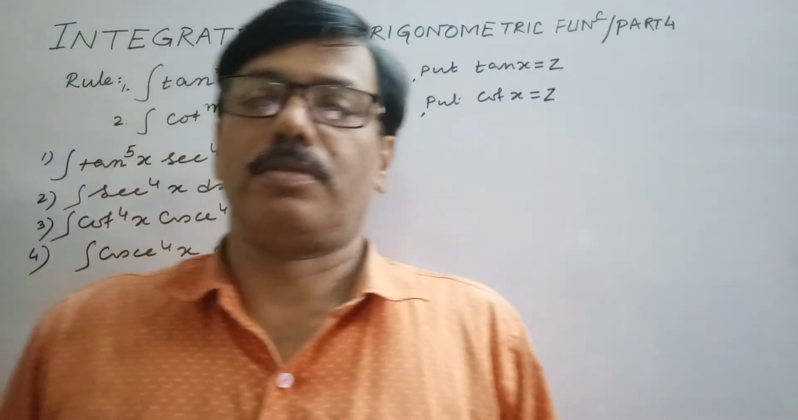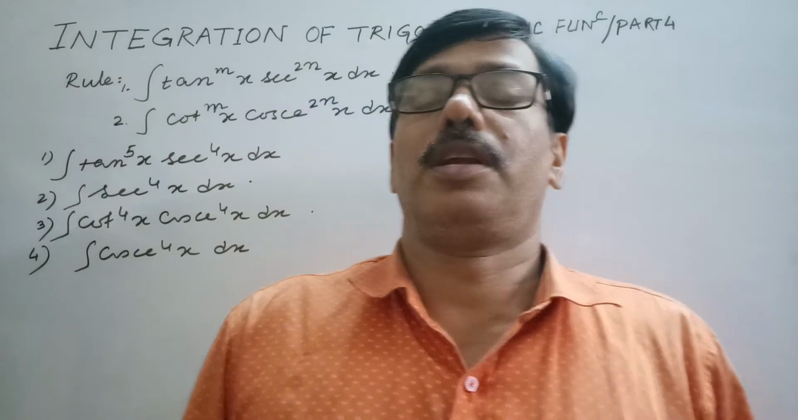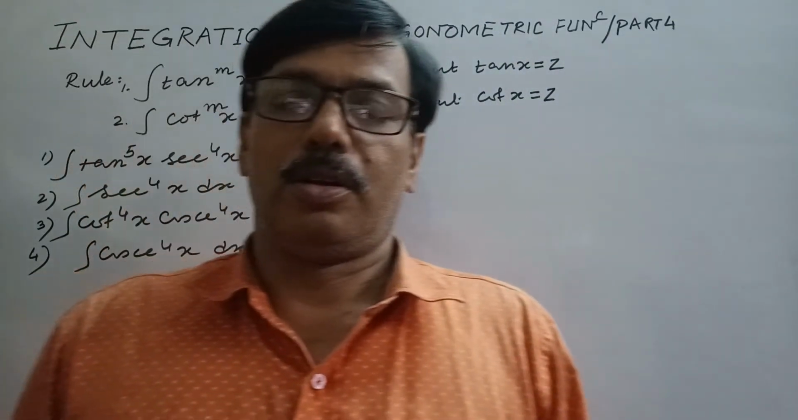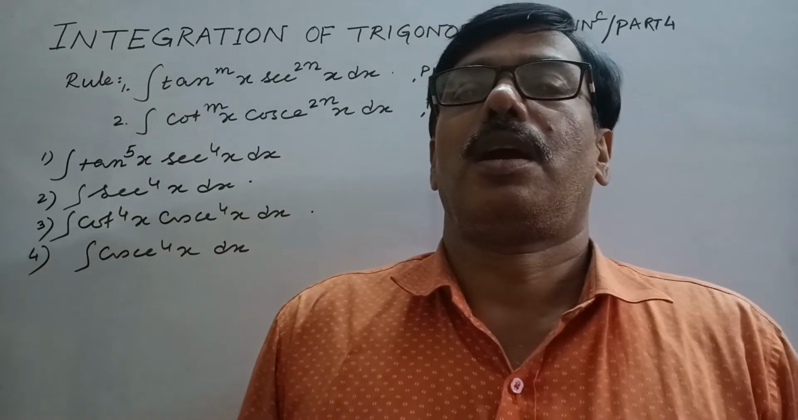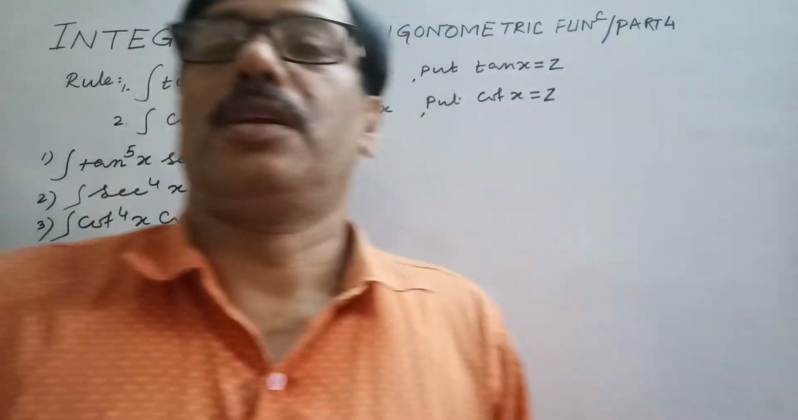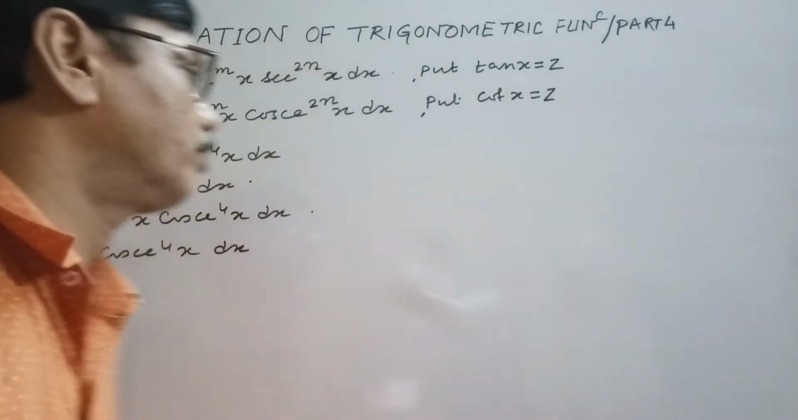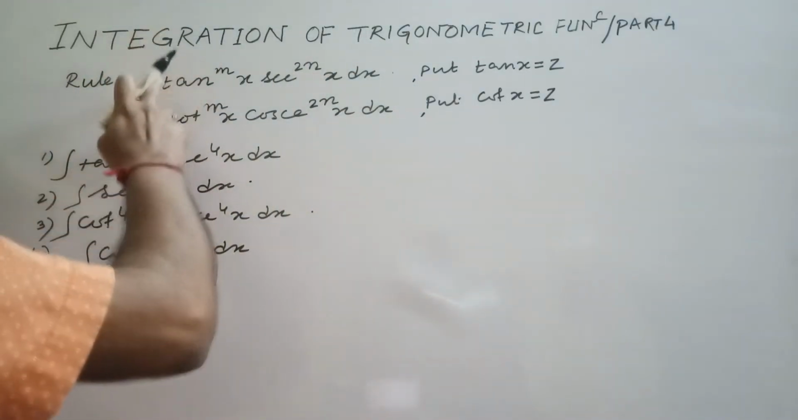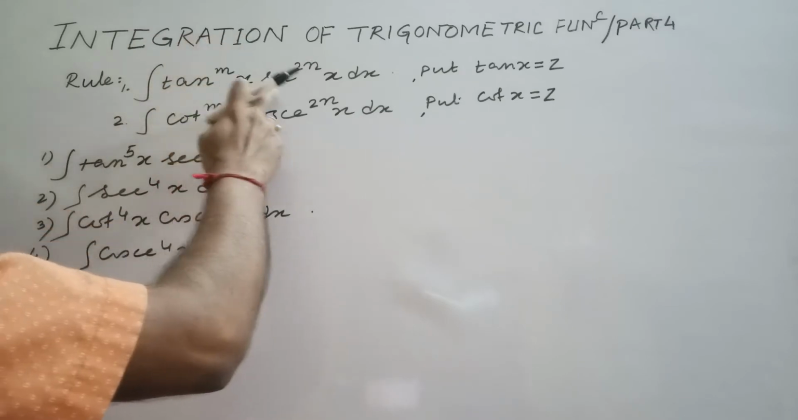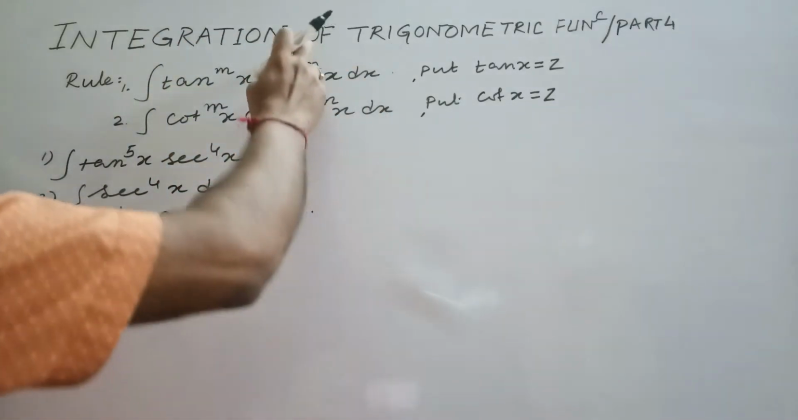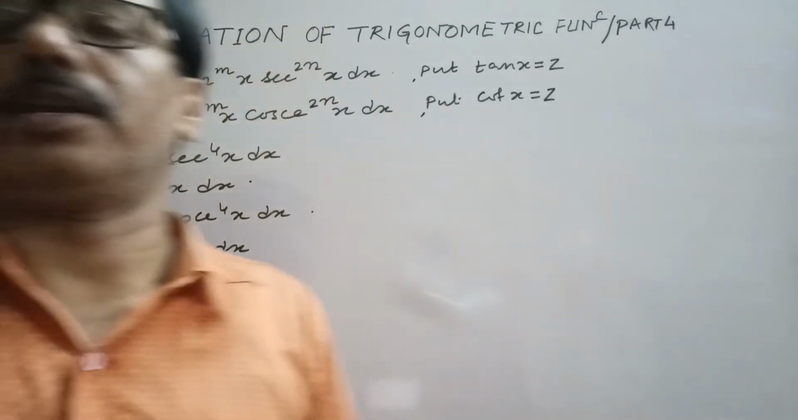Welcome everyone. We are discussing integration of trigonometric functions. Today I will discuss integration of trigonometric functions of type: number 1, integration of tan to the power m x sec to the power 2n x dx. So the power of sec is even.